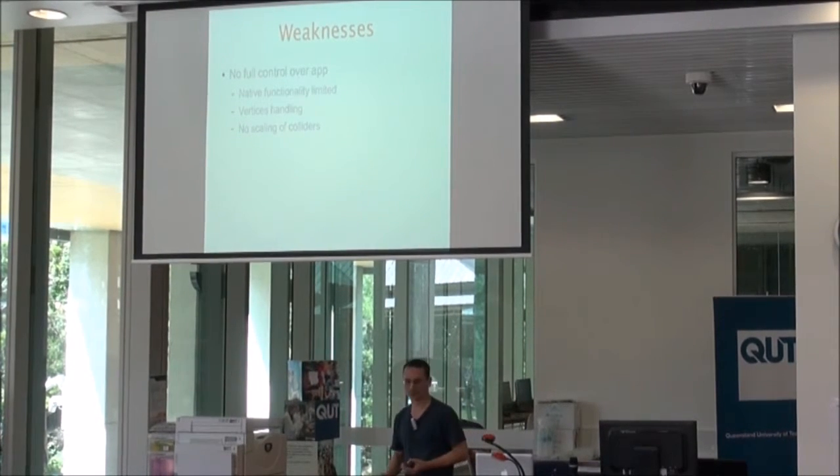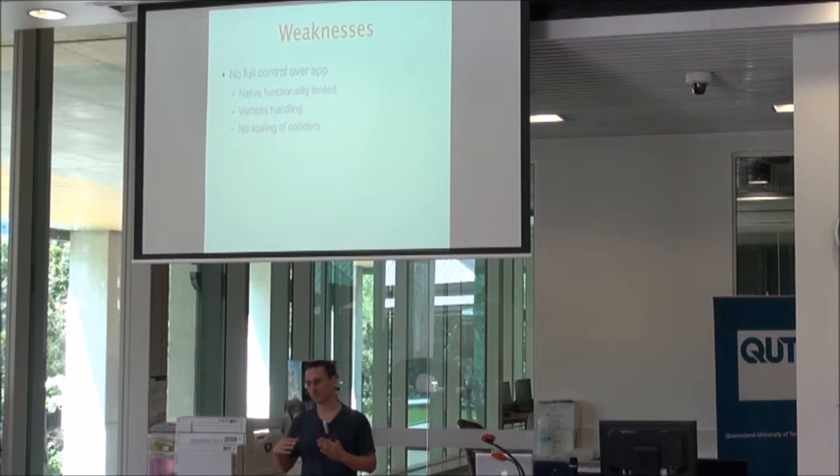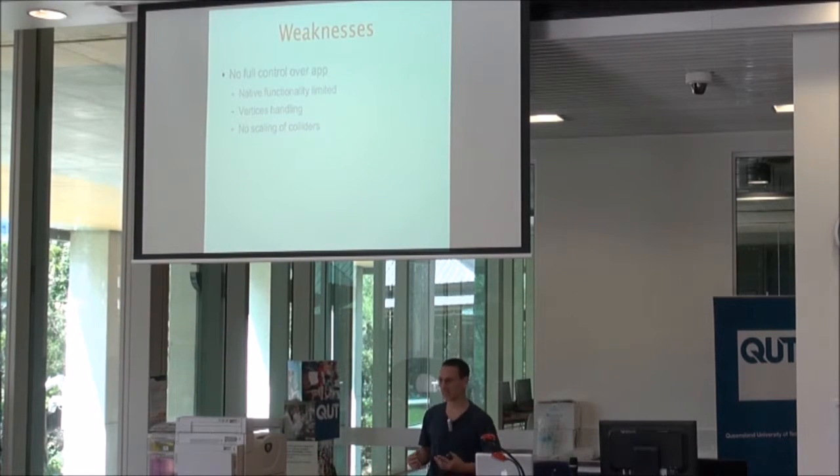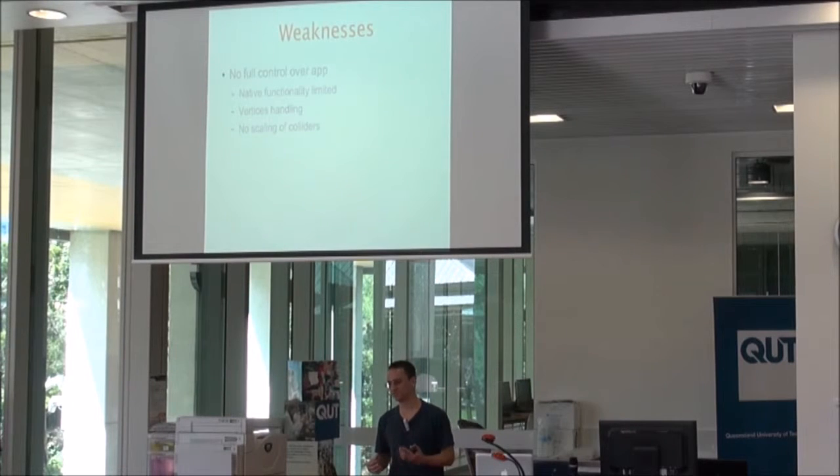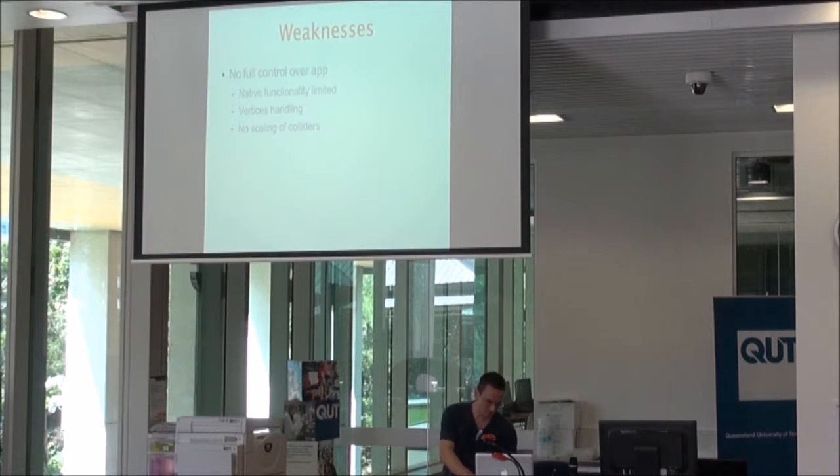Another problem that Corona has is that you're not going to have access to vertices. So if you want to do something like skinning in 2D, it's just not possible. At the moment, I think they have something like lighting with normal maps.